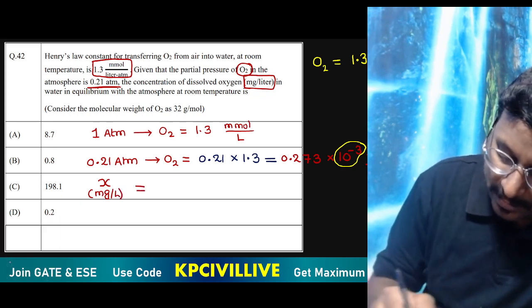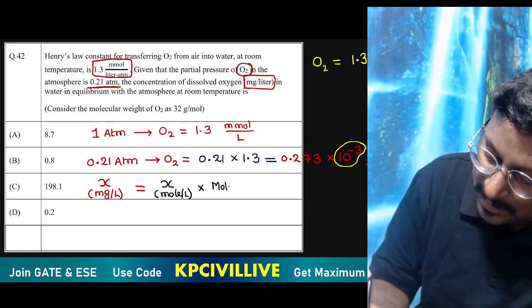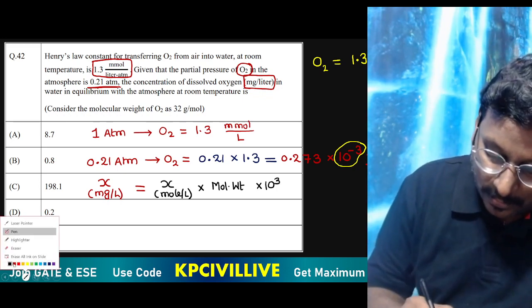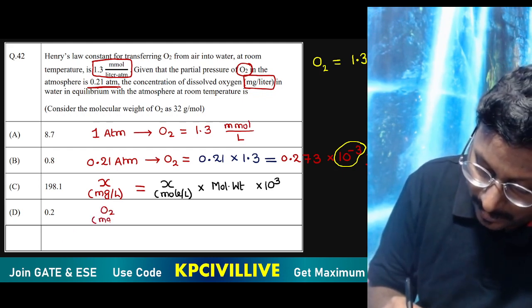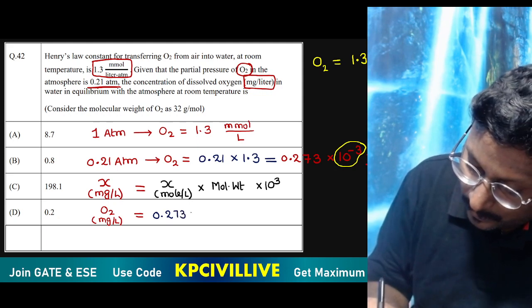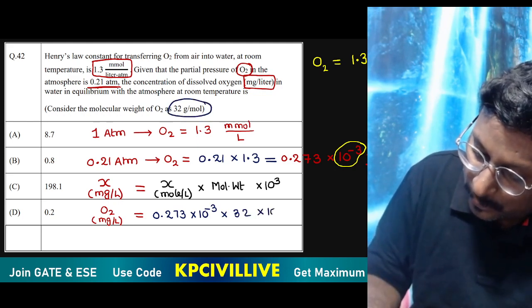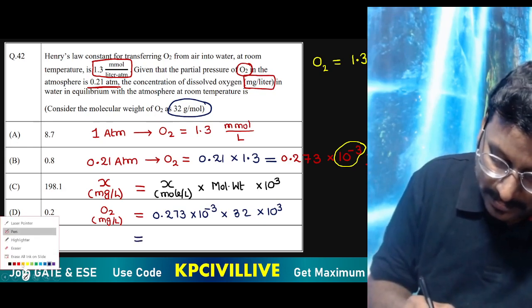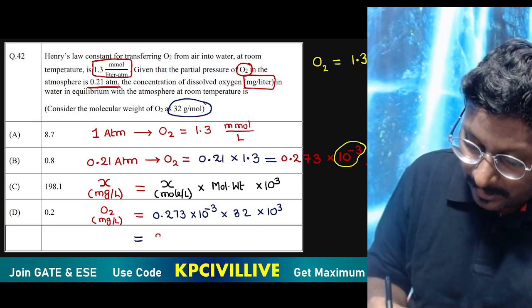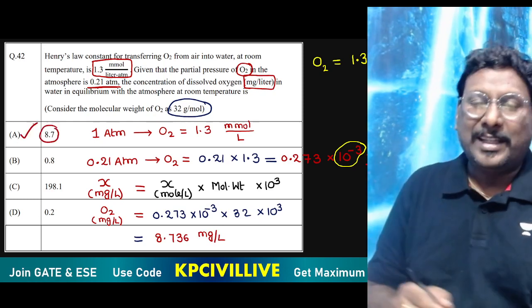X in milligram per liter is equal to X in mole per liter into molecular weight of X into 1000. This is our shortcut formula. So many questions we solved in the class based on this. Now oxygen in milligram per liter is required. Oxygen available is 0.273 into 10 power minus 3 mole per liter. We know the molecular weight of oxygen, 32, into 1000. Just multiply it, easy. Unit conversion, you can solve the question very easily. 8.736 milligram per liter. Option A is correct.